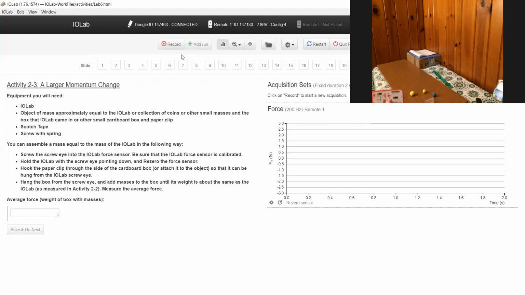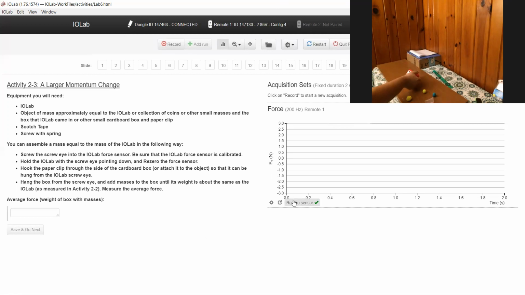Okay, and then we need a mass that is equal to the IOLab, so you can use the box that came with the IOLab, put some coins in it and try to make it equal to the mass of the IOLab. Okay, you can assemble the mass of the IOLab. We already did that. Resonance is calibrated. Hang the IOLab with the screw eye pointing down and zero the sensor. So what they are trying to say, they want you to do like this. Okay, how you can do it? Then zero the sensor.